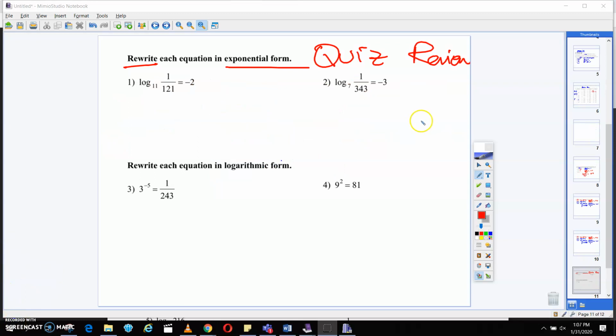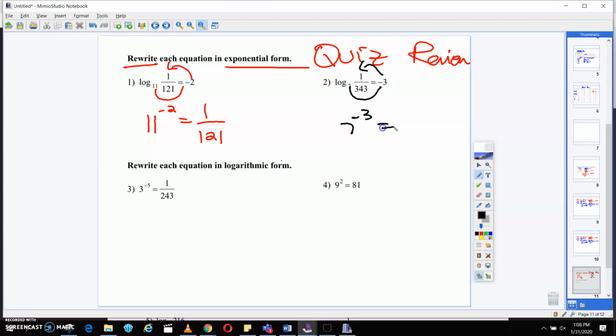Okay, so this says to rewrite in exponential form. This already has a log right here, so we're going to write it in exponential form. So we're going to do the circle of life ordeal, okay? And that's going to be 11 to the negative second power equals 1 over 121. That's all you're writing down right now on a piece of paper. You're going to do 7, go over here to the negative 3, and set it equal to 1 over 343.